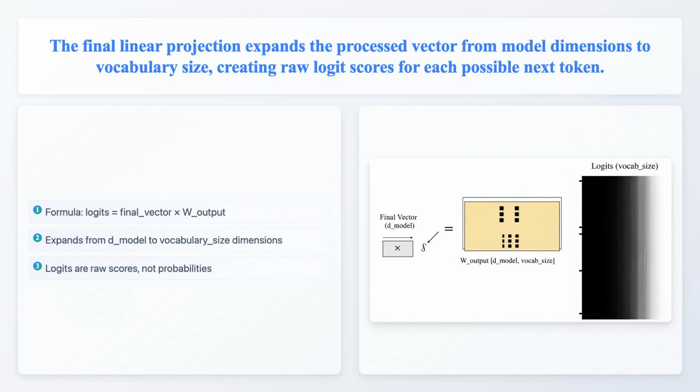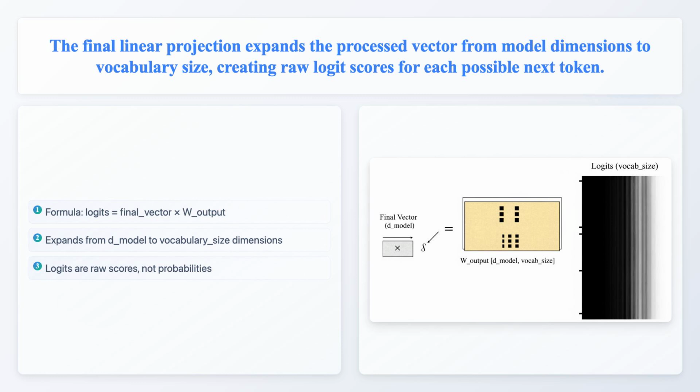The linear projection accomplishes this through a simple matrix multiplication: logits equals final vector times W_out, where W_out is a learned weight matrix of size d_model by vocabulary size. Each element in the resulting logits vector represents the model's raw score for how likely that particular token should come next. For example, if token 1534 represents "the", then logits[1534] contains the model's confidence that "the" should be the next word. These raw scores, called logits, aren't probabilities yet.